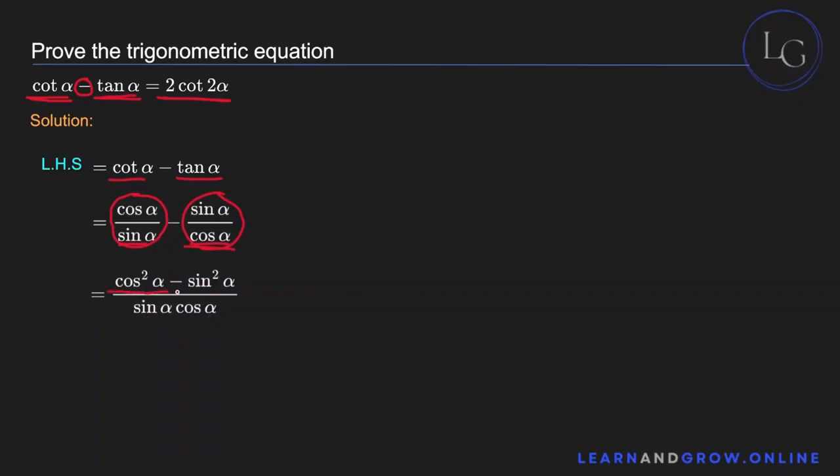Now this looks familiar, right? That's because it's the double angle identity of the cosine function, which states that cosine 2 alpha is equal to cosine square alpha minus sine square alpha. So now this can be written down as cosine 2 alpha over sine alpha cosine alpha.